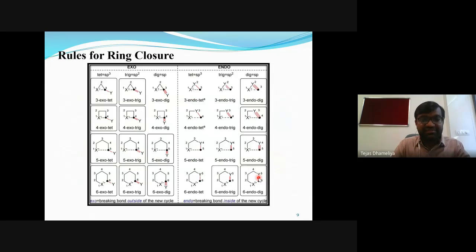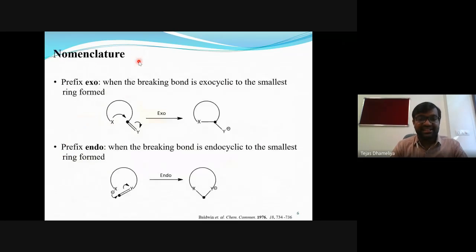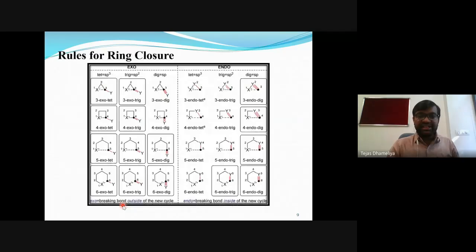So now you understand that the things we have learned, the nomenclature we have learned, is applicable here, and that will give us some idea whether a particular trajectory, a particular approach will occur or will not be favorable. Right? So this is the basis for Baldwin's rule, which was given by this gentleman, Baldwin, in the year 1976. That has a huge impact on the synthesis of heterocyclic scaffolds. Back to back, 2 research publications Baldwin has published, and his work still has a lot of citations.